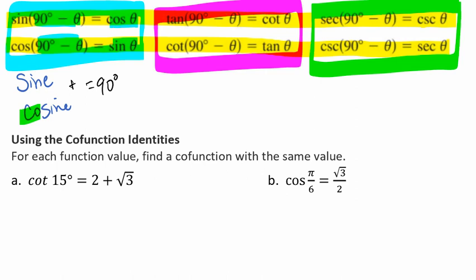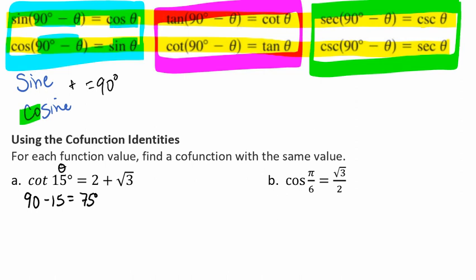In our first example, we have that the cotangent of 15 degrees equals 2 plus the square root of 3. Now the complement of 15, let's find that. So here's our theta, right? So if I take 90 and I subtract 15 to find the complement, I'm going to get 75 degrees.